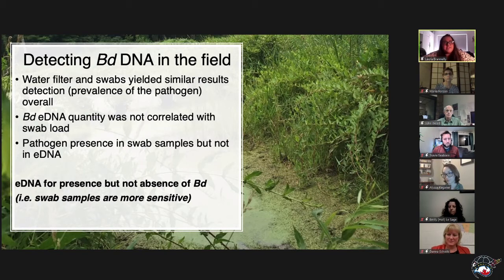Importantly, there was pathogen presence in swab samples, especially in Louisiana, but this was not consistent for the eDNA detection. And so this is important to note: a possible use of eDNA is for presence of the pathogen, but not absence. There's always an error of missing the pathogen, but swab samples are definitely more sensitive at picking up the pathogen than the environmental samples are.